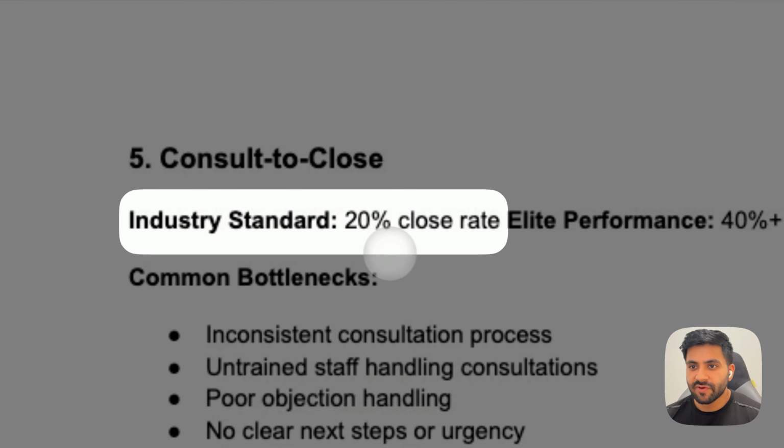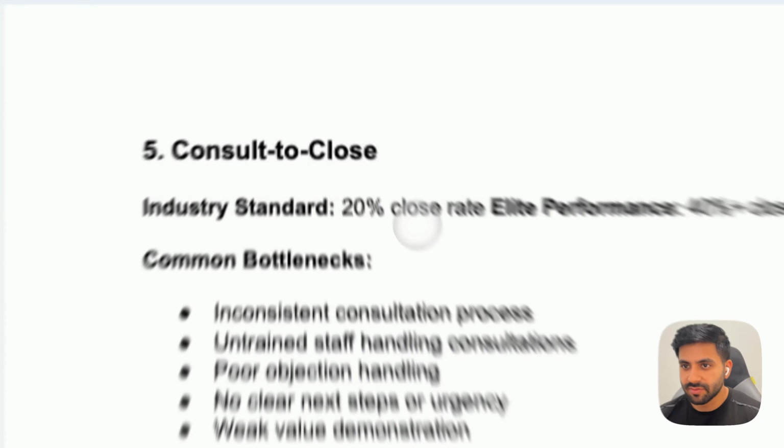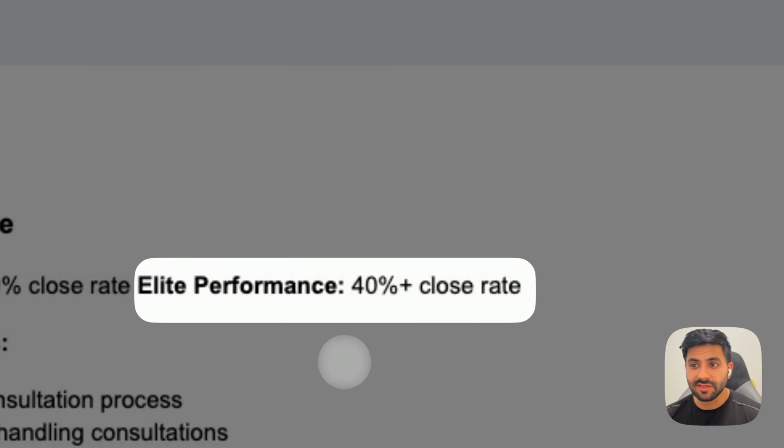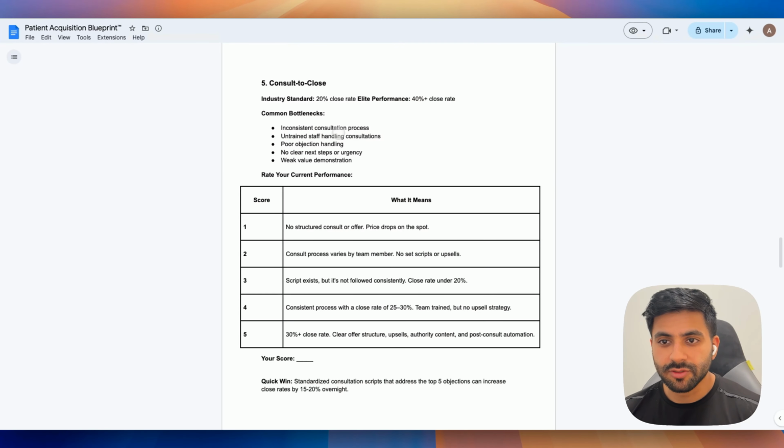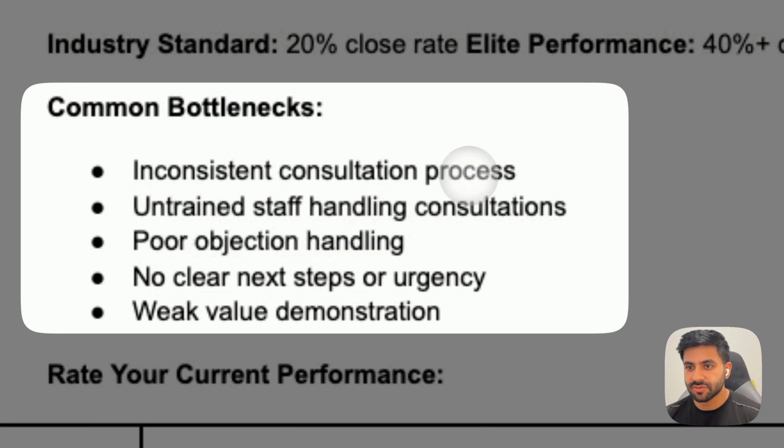So industry standard is that for every 10 booked consultations, you should be closing at least 20% of them. At an elite scale, you're probably closing at least 40%. Common bottlenecks here are inconsistent consultation processes, right? You're just winging it. Staff is just explaining procedures, not following a script or an outline. Again, this leads to untrained staff handling consultations, not knowing how to handle objections that come up, right? There are no clear next steps or urgencies when guiding the client into working with you. Or you're just not demonstrating the value of the procedures you're offering to these clients, right?